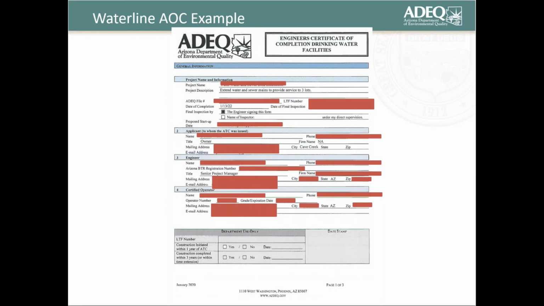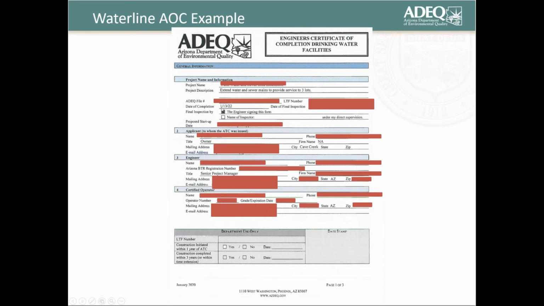So here is an example of a Waterline AOC application. As we can see, kind of similar to the ATC application, you need the project name and project description. It should be exactly similar to the ATC application. The ADEQ file number, which is issued with that ATC permit, and that LTF number, which is issued with that ATC permit. And then on that ATC permit, we'll have the date of completion.